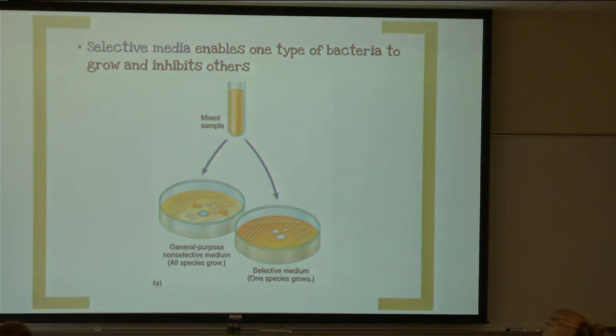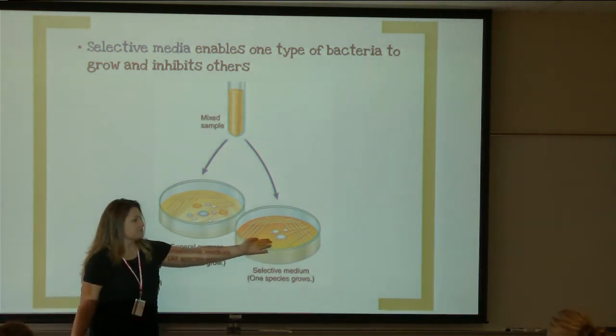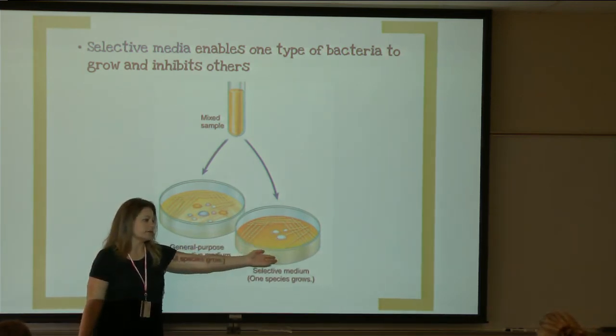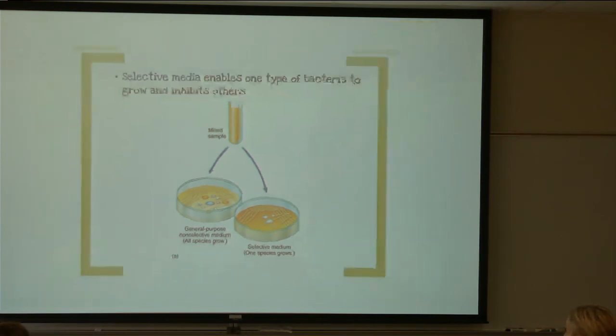So here, they're showing a mixed sample. Everything grows on general purpose. On selective media, only whatever you're selecting for grows. You choose your media accordingly. That's all that selective is. So the Sabouraud, the mold one, is a really good example, because we'll actually do that. We'll get to take that home next week.